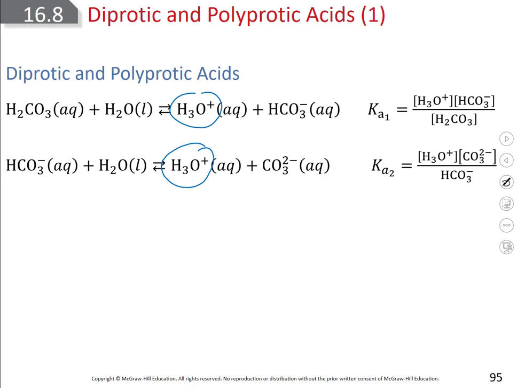Now, at the end of the first reaction, we're going to have equilibrium concentrations of H3O and hydrogen carbonate. So our equilibrium concentration of hydrogen carbonate at the end of the first reaction is what goes in as the initial concentration of hydrogen carbonate at the start of the second reaction. So same as we did for weak acids that were monoprotic, you just do it two or more times. Just do it once for every hydrogen.